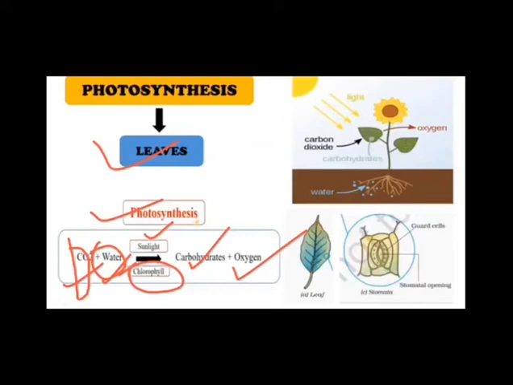So in the leaves of the plant, small pores are present which are known as stomata. Okay, and these stomata help in the gaseous exchange. So these stomata help in gaseous exchange, which means that they help in absorbing the carbon dioxide from air and also help in releasing the oxygen. So basically the stomata help in gaseous exchange.